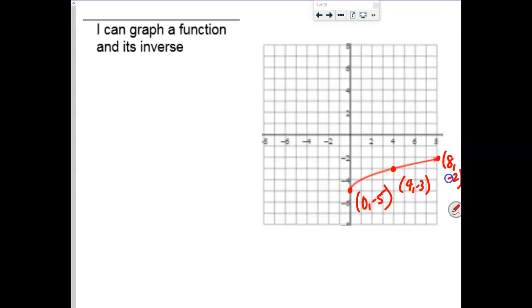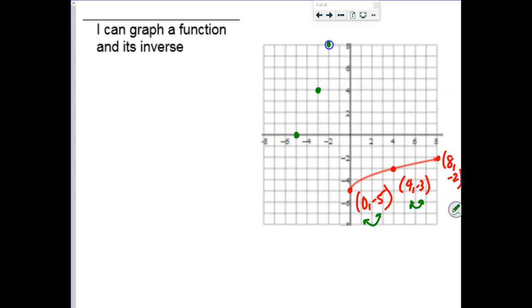So this is actually a really easy question. It's just like that one-to-one question as long as you remember the trick. The whole point of inverses is that the x's and y's switch. That's the basis of an inverse function. So if I'm trying to graph my inverse, I can just take my ordered pairs and switch them. Instead of plotting (0, -5), I'm going to plot (-5, 0). Instead of plotting (4, -3), I'm going to plot (-3, 4). And instead of plotting (8, -2), I'm going to plot (-2, 8).